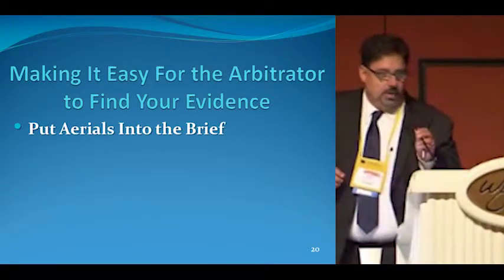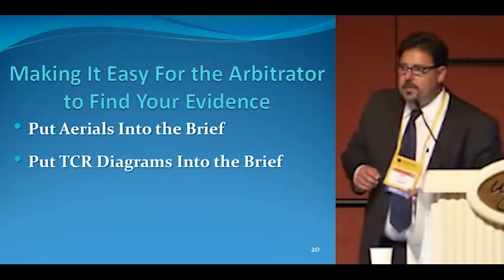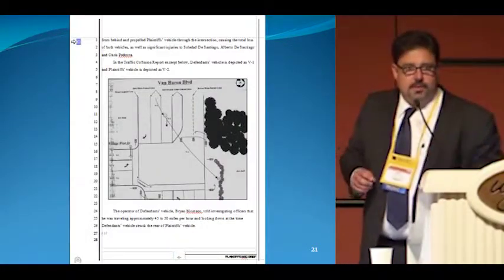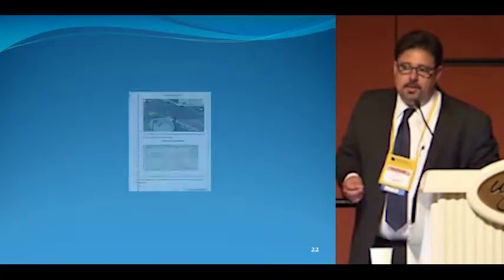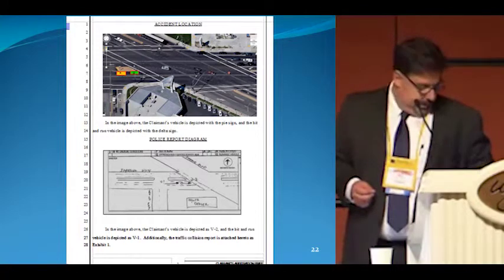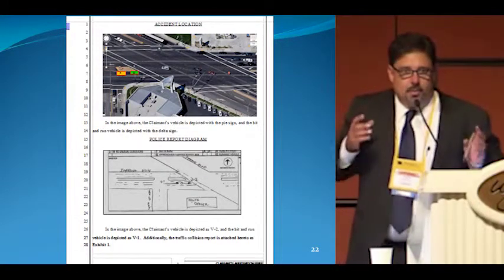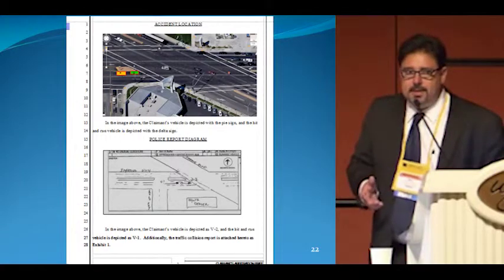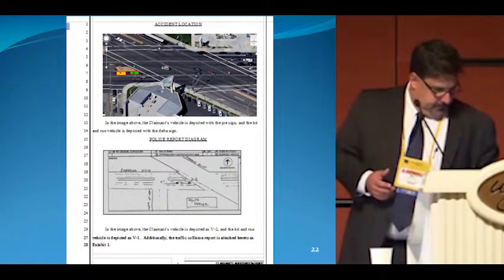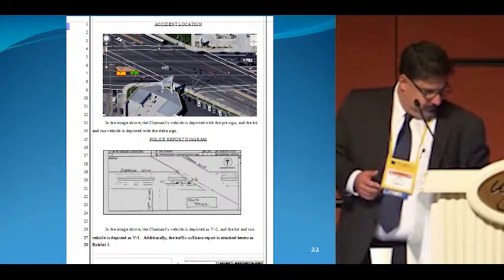Traffic collision reports. For those of you that handle automobile accidents like I do, what's the first thing you look at in a traffic collision report? You look at the diagram in it. What do you think the arbitrator would appreciate? Having the diagram right there as you're explaining the facts of the accident, especially when there's a complicated set of facts.